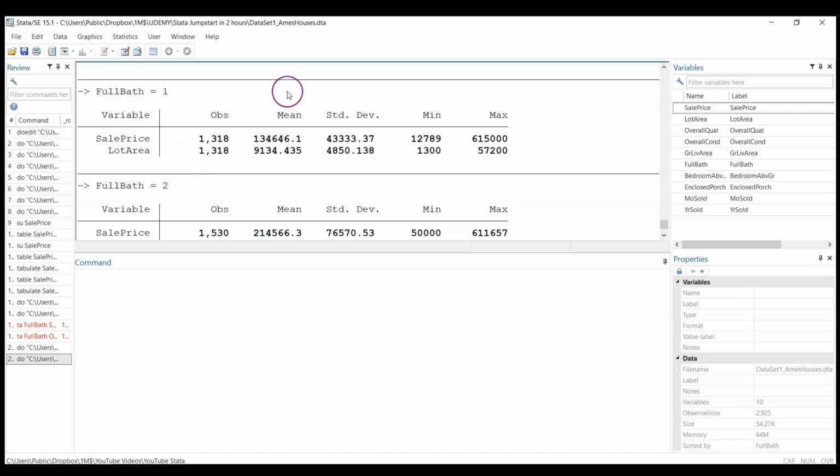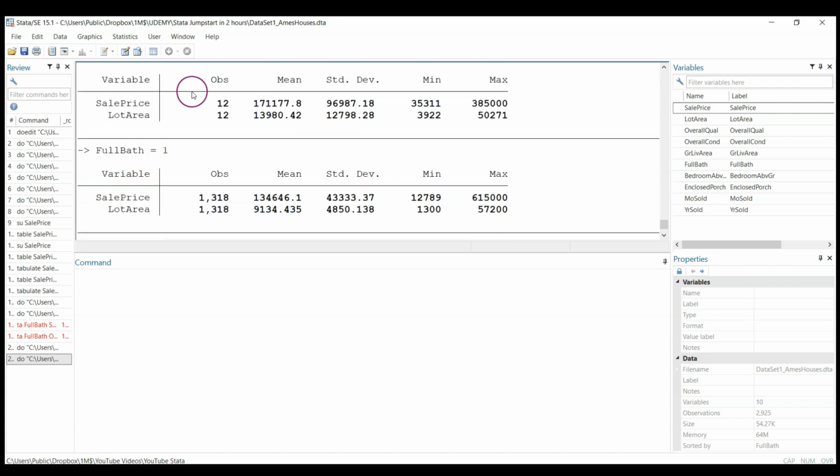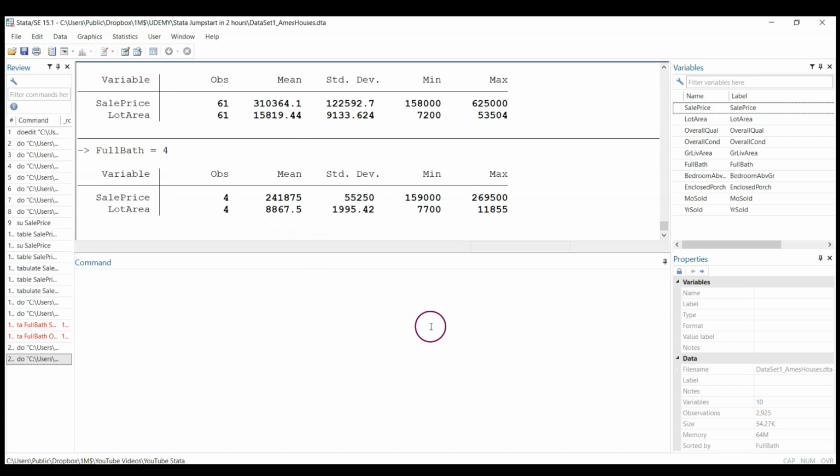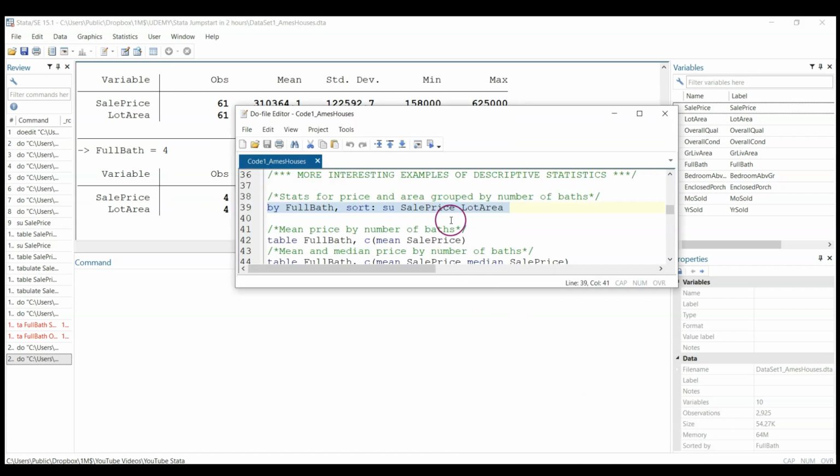I have full bath equal to 1, actually 5. So full bath equal to 0. There are apparently 12 houses that don't have a single full bath, and you have information about the mean, standard deviation, min and max. It's convenient if you have a variable for which you want to look at how it matters, for example, for the price of the house. In that case, you can just look at these 5 different values. You sort it and you consider separately each of your houses depending on the number of full baths.